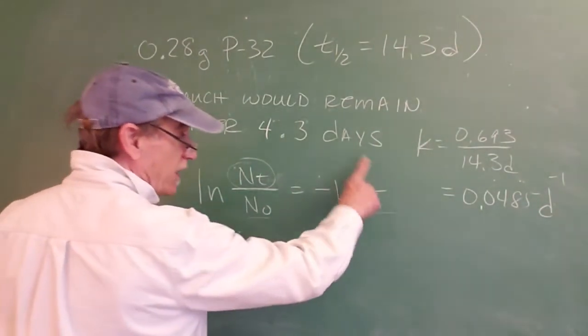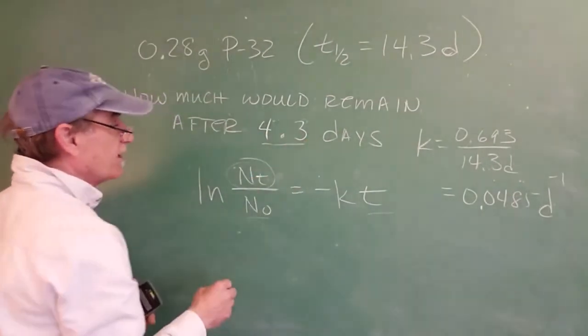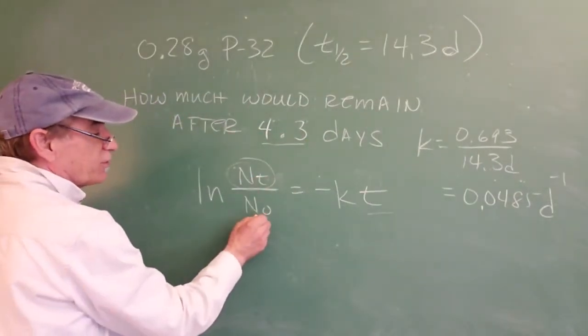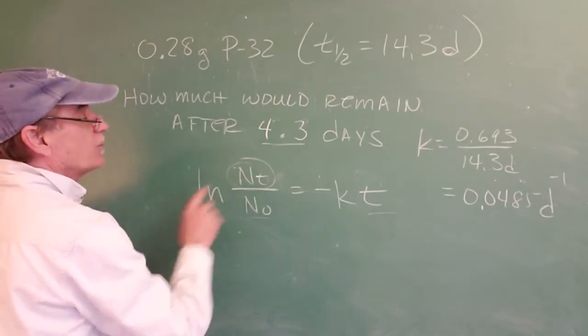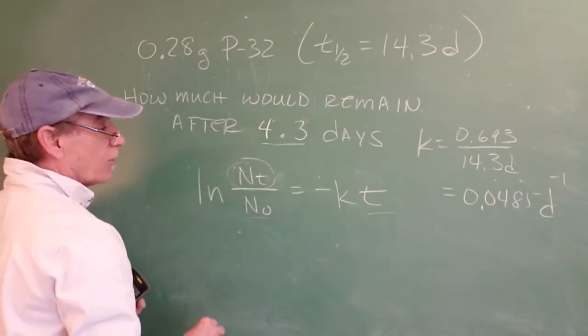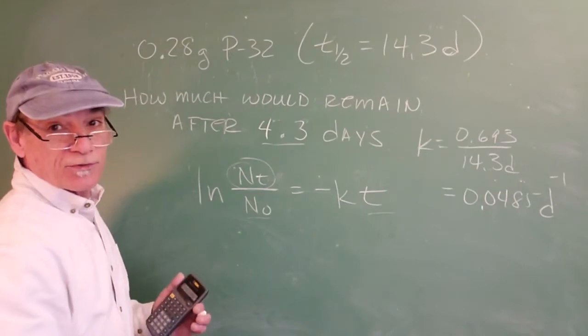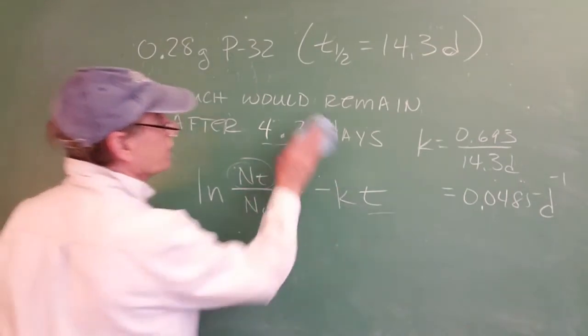I have the amount of time that's going to pass, 4.3 days. I know how much of the phosphorus 32 I'm starting with. That's N at time naught. I want to know N at time t. Let me make a little bit of room here now that we've got everything, and we'll plug in what we know.